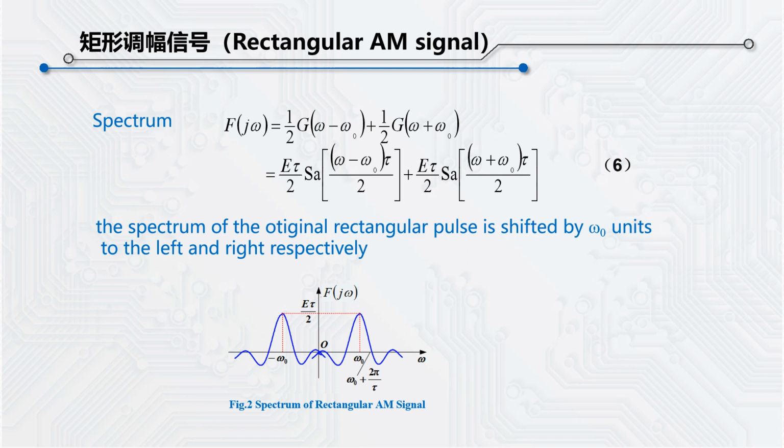Of course, the rectangular AM signal is a special AM signal. It did not change the amplitude of the original sine wave. It just intercepted a section of the sine wave. That is to say, it has a truncating effect on the sine wave. This truncation certainly has a corresponding effect on its spectrum. Its spectrum is more discrete than the original.